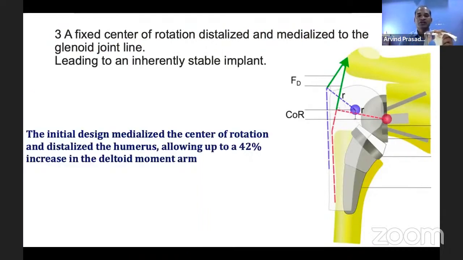And also this distalization and medialization gives a 42% increase in the deltoid moment arm. So this gives the power to the deltoid to act as an abductor throughout the range of motion of the shoulder joint in case of reverse shoulder arthroplasty.